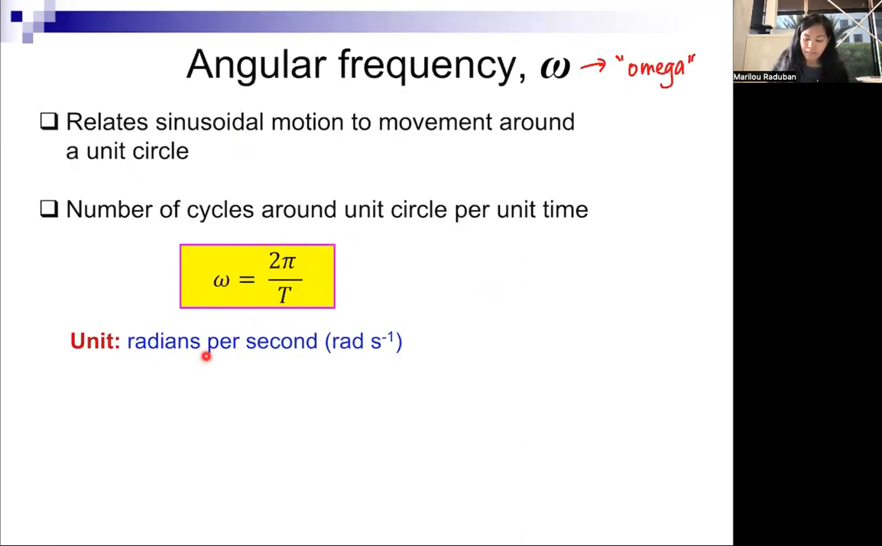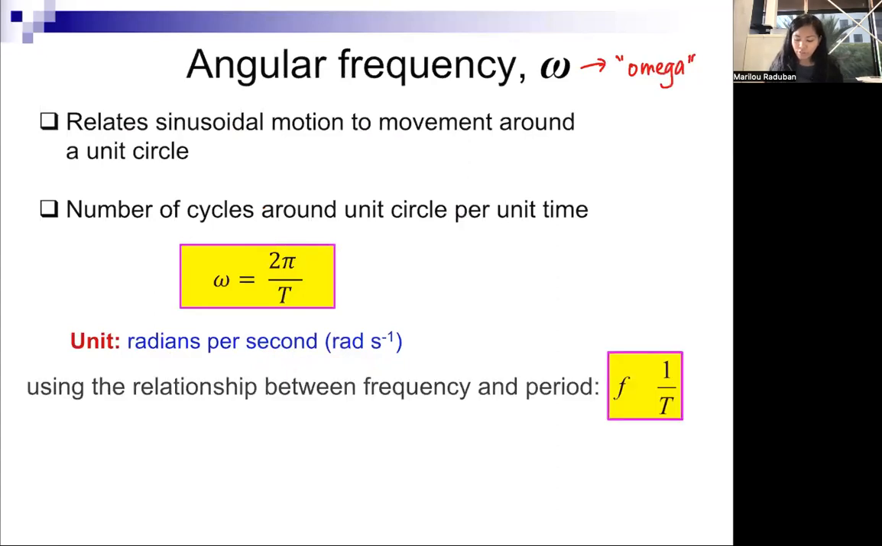The unit for that is radians. So the distance around the circle is measured in radians. And of course, period is the time it takes to cover that distance, so it's in seconds. So the unit for angular frequency is radians per second.